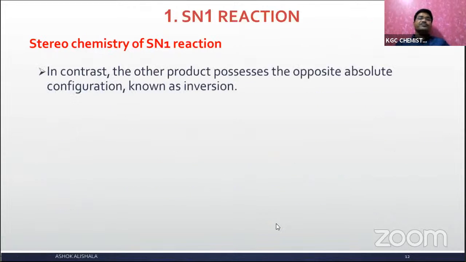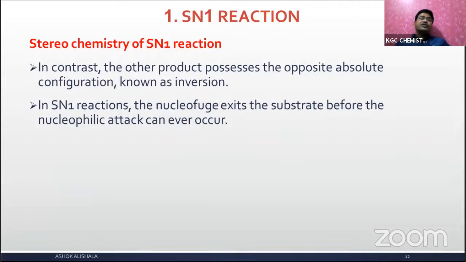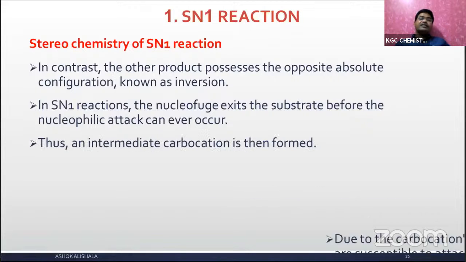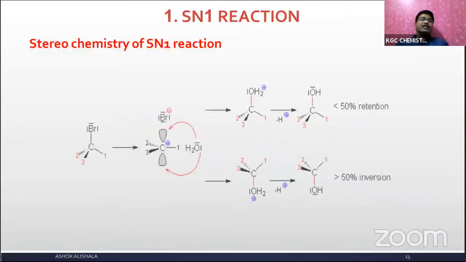Let us discuss this. In contrast, the other product possesses the opposite absolute configuration, called inversion. One is retention, another is inversion. In SN1 reaction, the leaving group exits the substrate before the nucleophilic attack can ever occur. Thus, an intermediate carbocation is formed. Because the carbocation has a trigonal planar shape, its 2 faces are susceptible to attack by the nucleophile with the same probability. You can see this in the reaction.